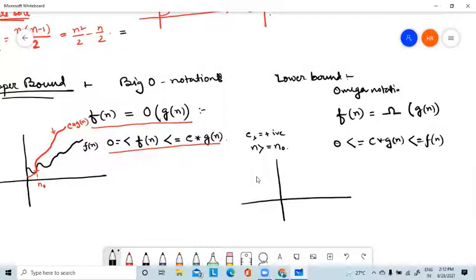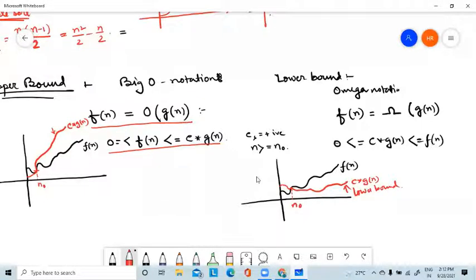So if this is your f(n) function, then your g(n) function will be like this. After this particular value n0, c into g(n) is always less than f(n). Okay, and this will represent the lower bound of the algorithm.